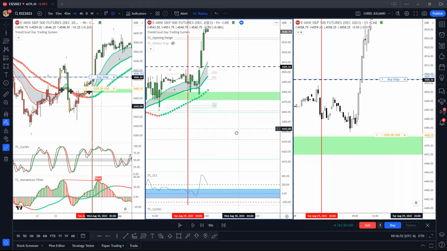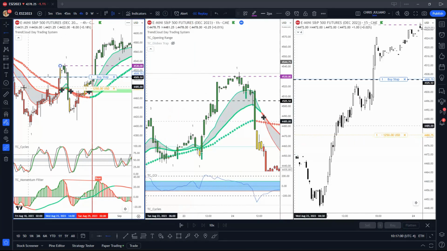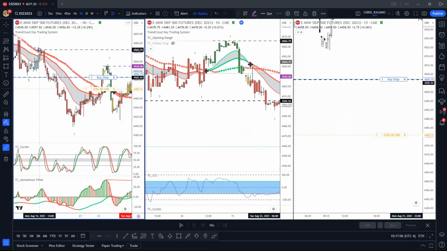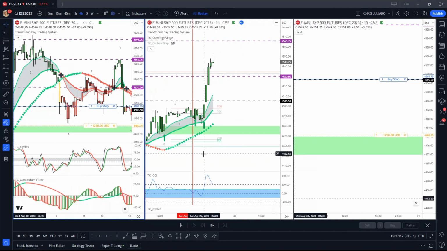Huge move up. Where are we going to start taking targets? Look at that high time frame. We got into the trade right here. Here's one target right there. Here's another target right there. And there's another target right there. Where are we at? Right here.